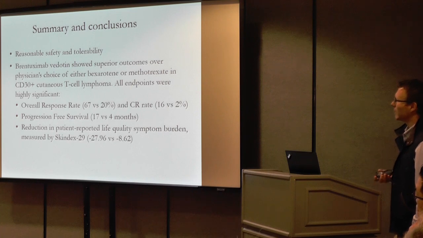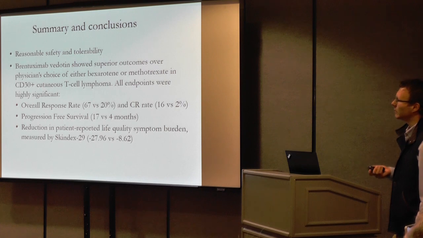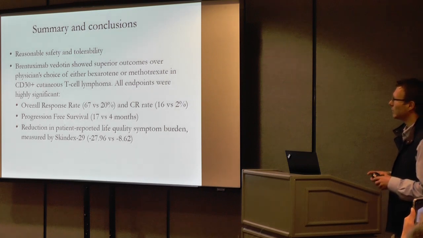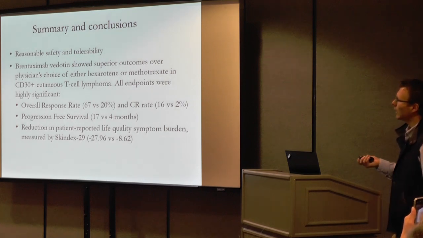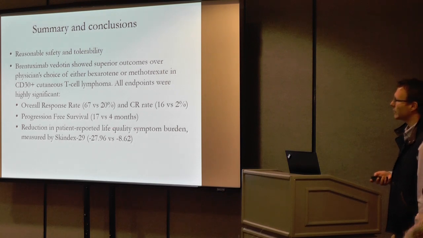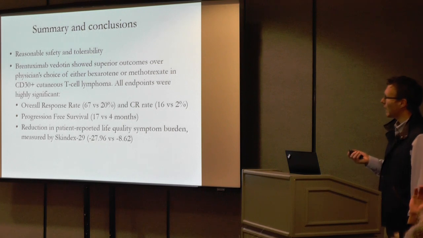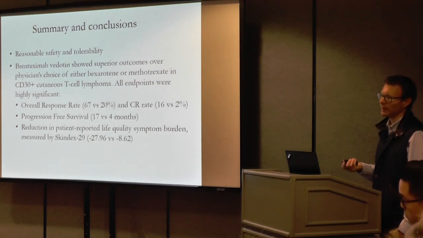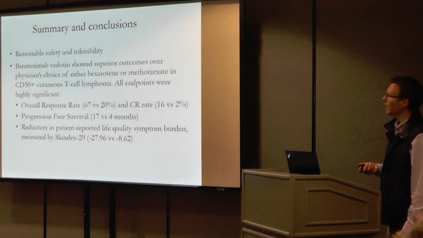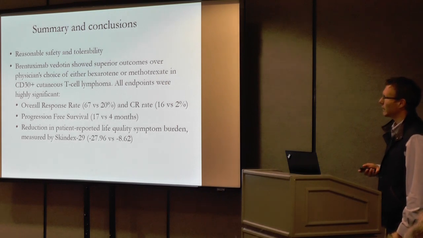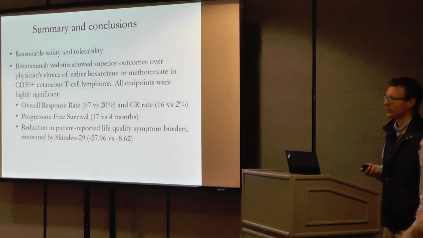Basically, brentuximab is better essentially at all endpoints: better overall response rate, better complete response rate, the CR, and better progression-free survival. And they stay on the drug for longer. Importantly, they assessed quality of life measures and it was better in the brentuximab arm as well. So this is applicable to people that had failed one line of therapy already, but basically showing that brentuximab is better than methotrexate and tarcaretin.